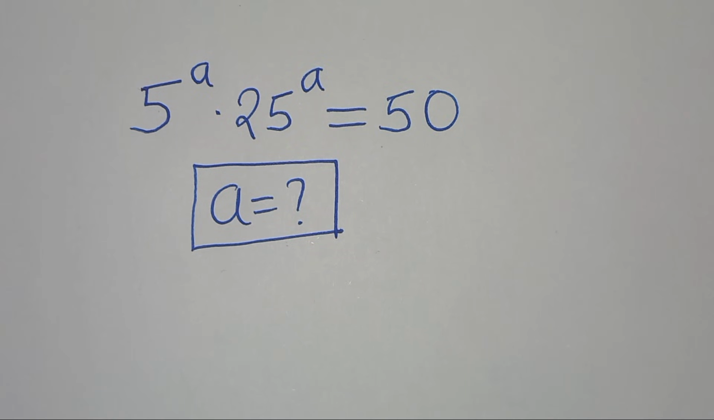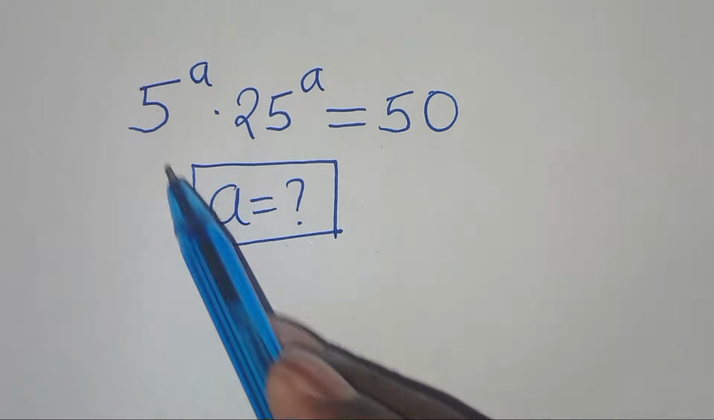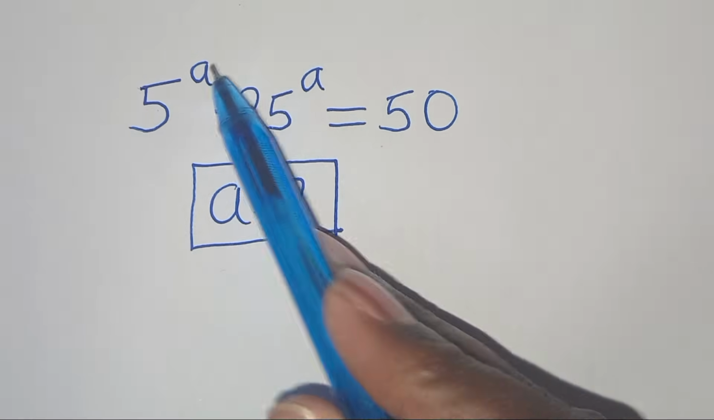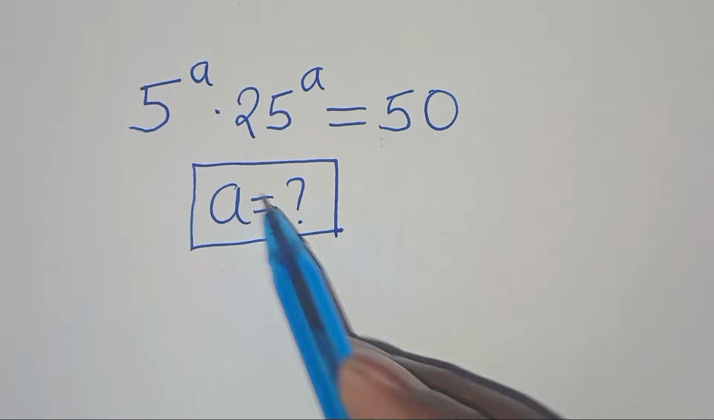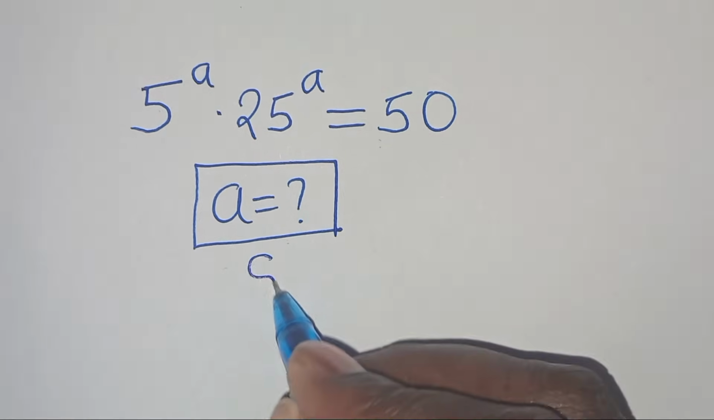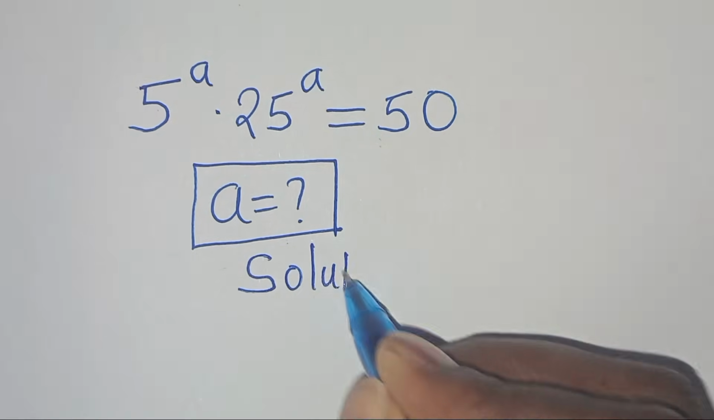Hello everyone, you're welcome to solve this nice exponential equation which is 5 to the power of a times 25 to the power of a. This is equal to 50. So what is the value of a? Now let's provide a solution from here.